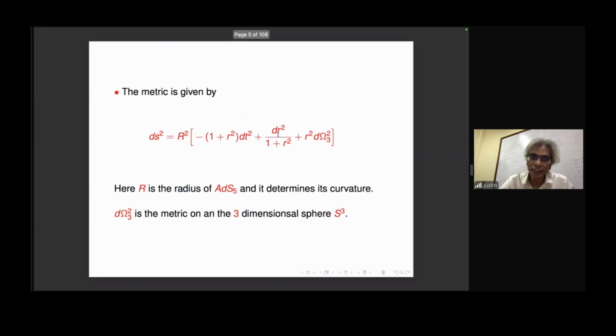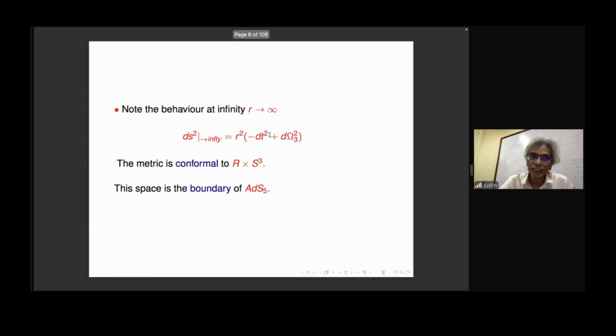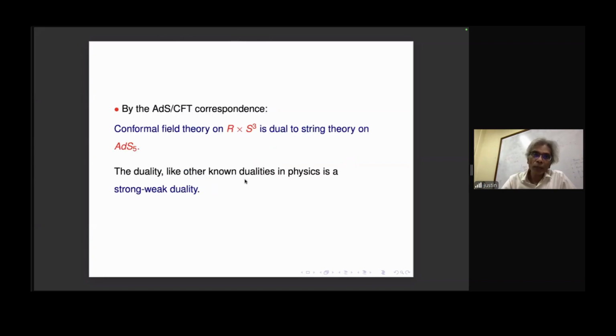Basically, this term drops out, and it becomes minus dt squared plus d omega squared. So it becomes R times S3. So the metric is conformal to R times S3. So this is the boundary of AdS5. And by the AdS/CFT correspondence, the conformal field theory on this particular space is related to the string theory, actually. That's the full power of the duality on AdS5.